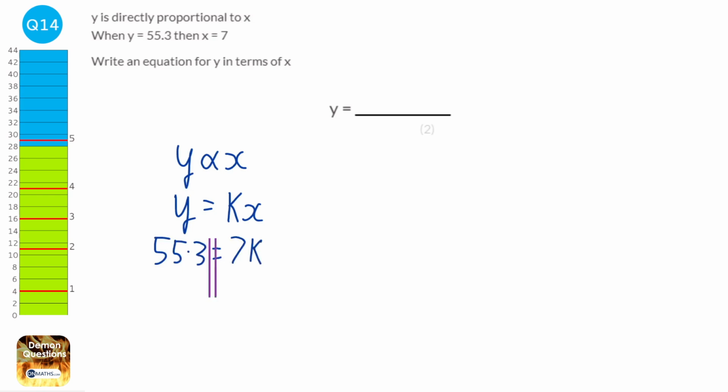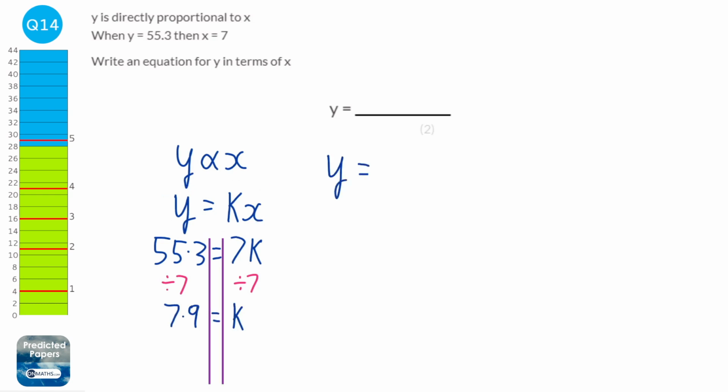And we're just going to put our lines in and solve this. So it's going to be divide by 7 both sides. And 55.3 divided by 7 is 7.9. And that's what k is. So we're going to rewrite this formula here, y equals 7.9x, and that is actually our answer.